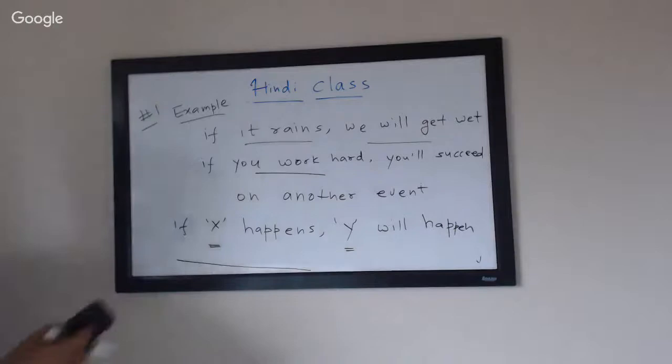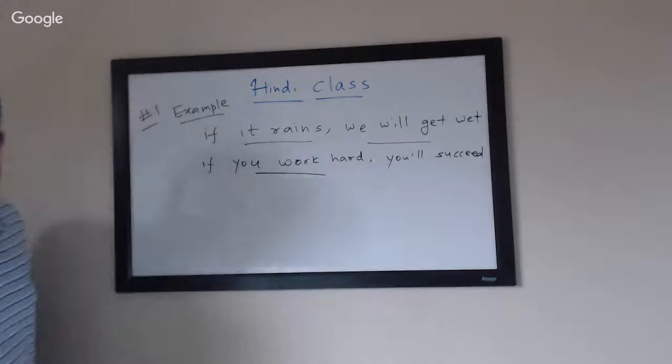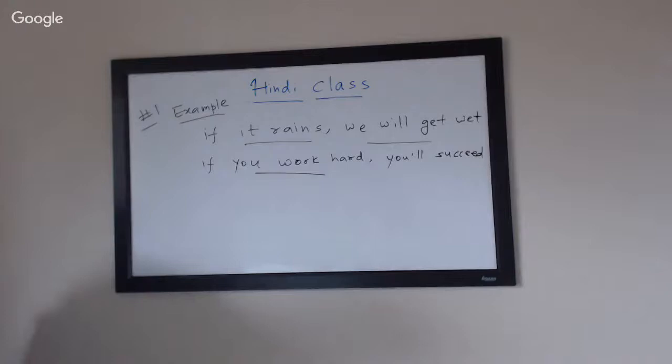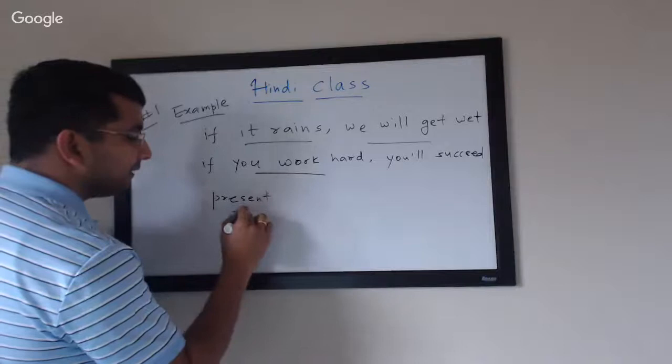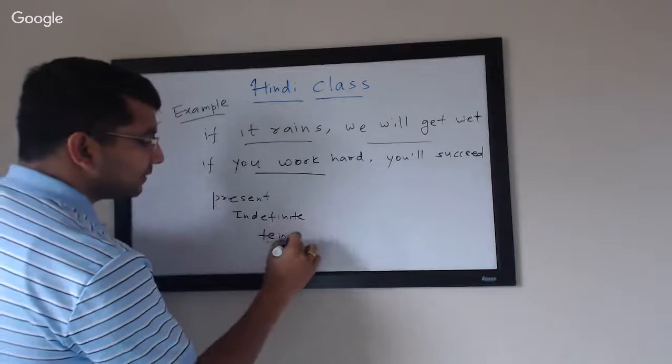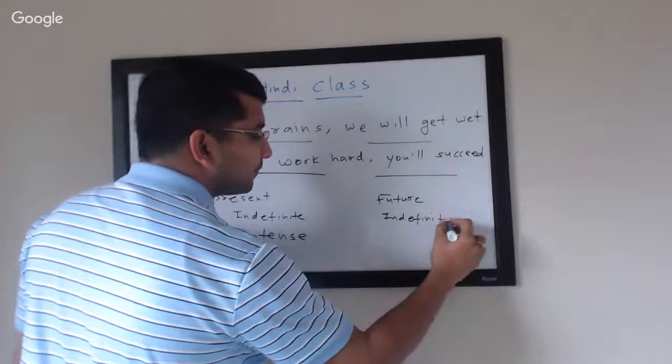However, the key difference here is, like in English, as you can see, these two sentences, give me 1 minute so I can make sure all of you are muted. Okay. So in English, if you look at it, the first sentence is written in present indefinite tense. And the second one is basically future indefinite. So that's how it is structured in English.